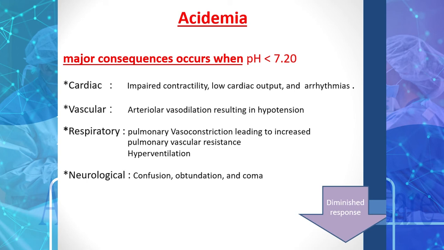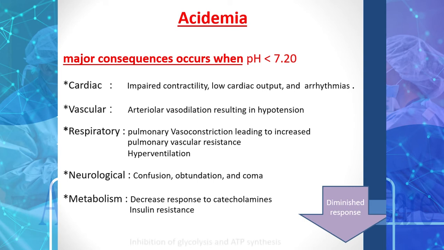The neurological effect of acidemia is confusion, obtundation, and coma. On the metabolism, there will be decreased response to catecholamines. So when the patient is on catecholamines or vasopressors because of shock from any reason, and the pH is less than 7.2 and HCO3 less than 12, we give a bicarb infusion, or better, bicarb boluses, to correct the response to the catecholamine.